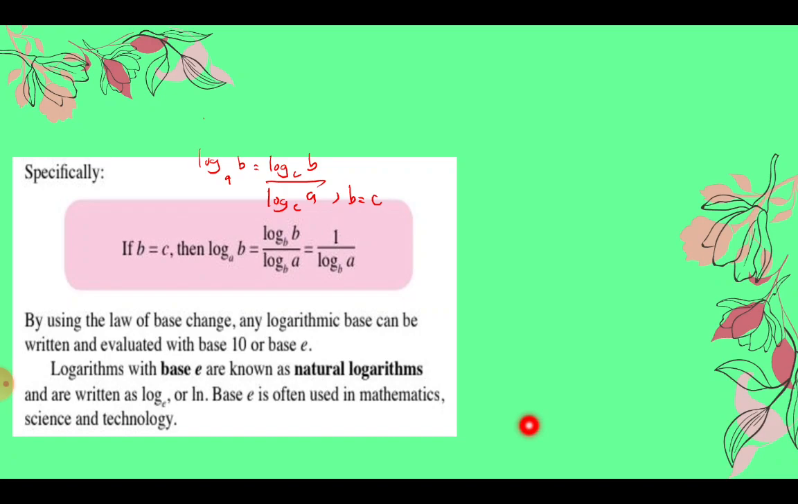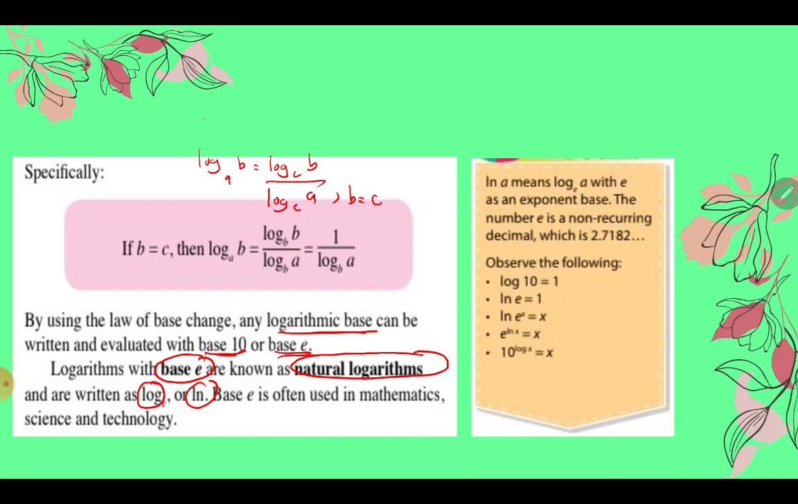Any logarithmic base can be written and evaluated with base 10 or base e, in which logarithms with base e are known as natural logarithms, and are written as log base e, or we can say it as ln. So ln stands for natural logarithm. Base e is often used in mathematics, science and technology.